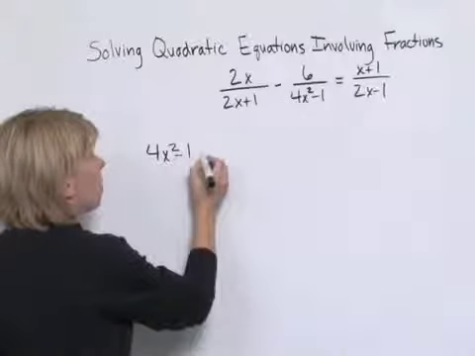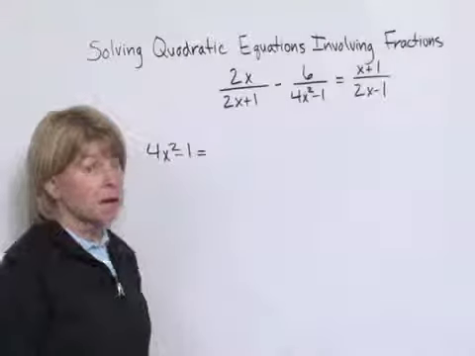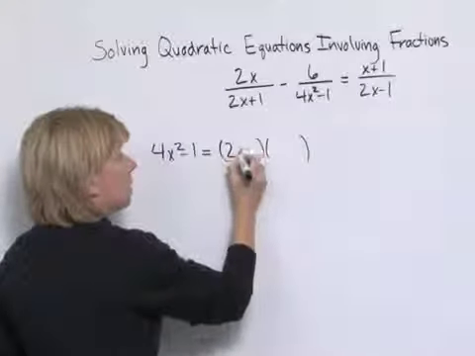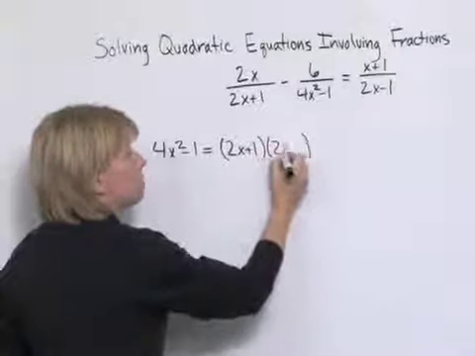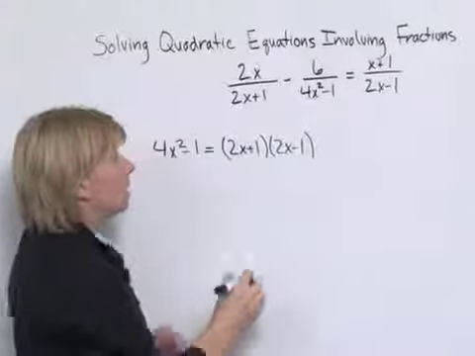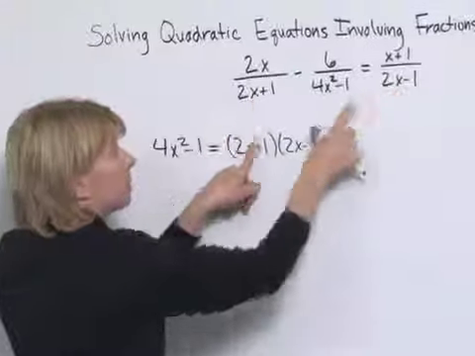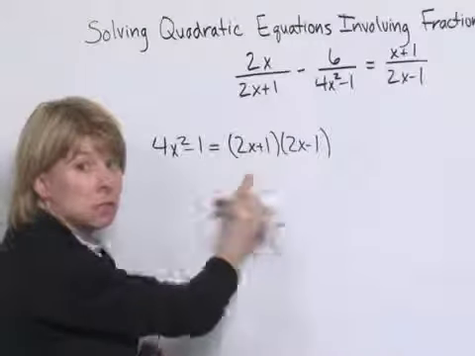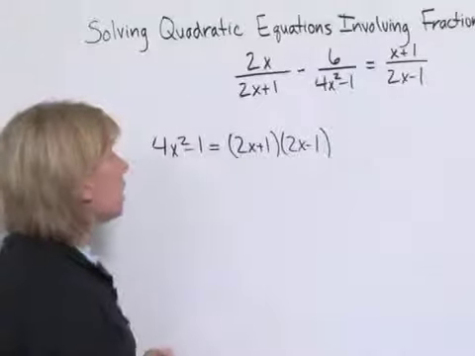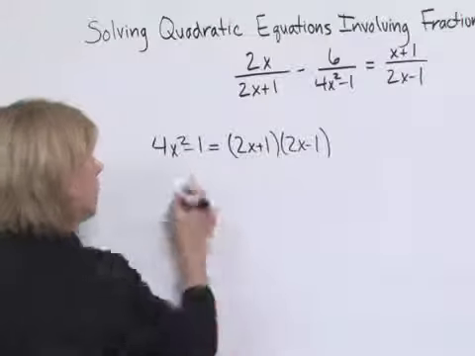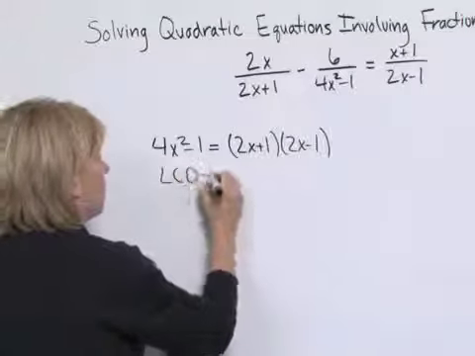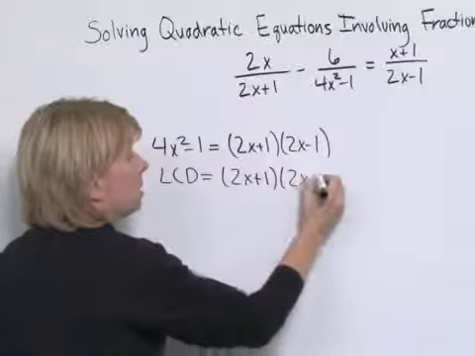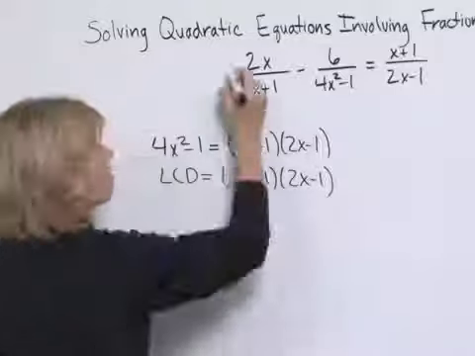4x squared minus 1 is a difference of squares, and that factors into 2x plus 1 times 2x minus 1. And notice our other two denominators are exactly those two factors. So our LCD is 2x plus 1 times 2x minus 1. And this is what I will multiply both sides of the equation by.